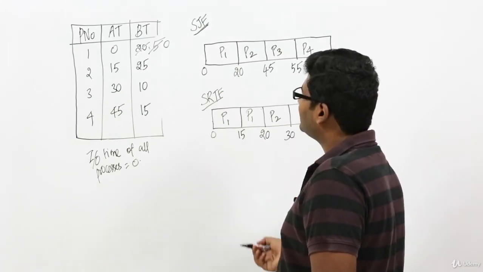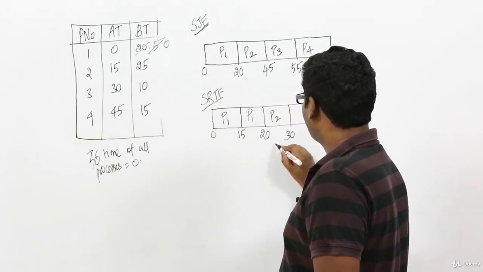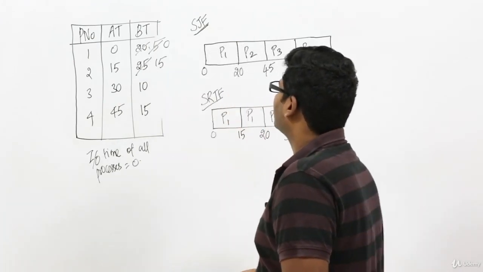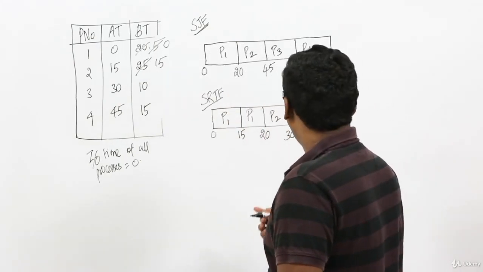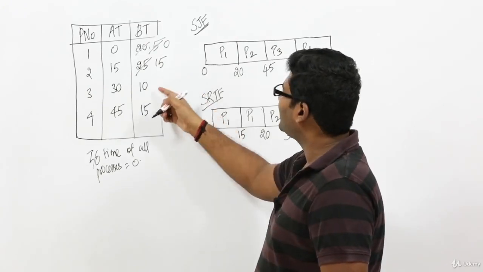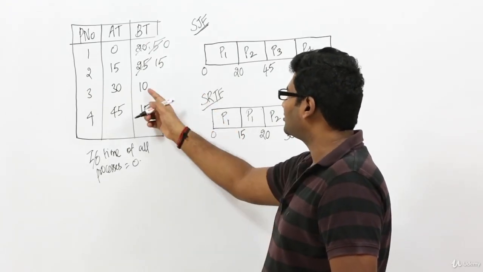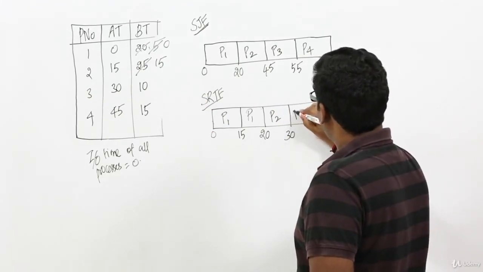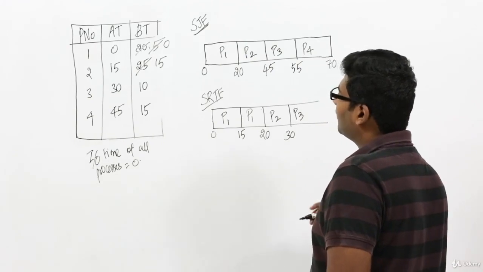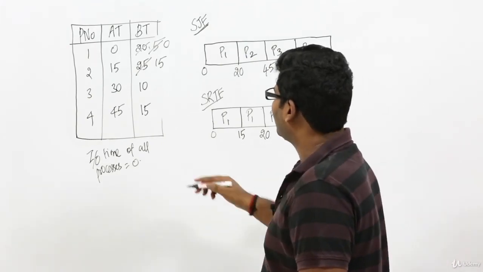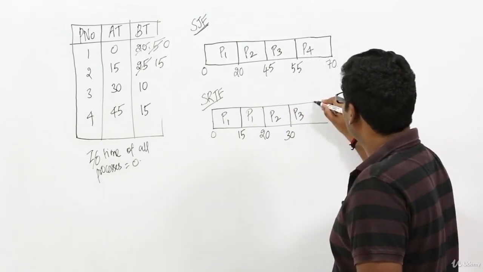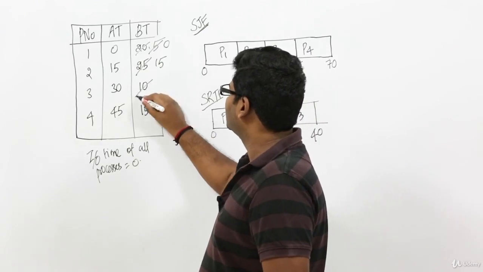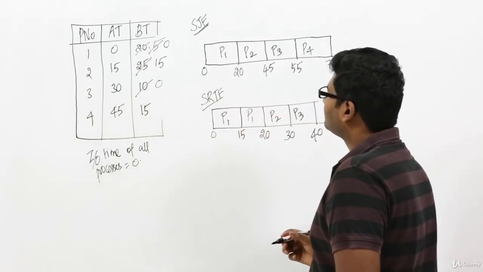Because at time unit 30, P3 is coming. P2 has executed for 10 time units, so I am subtracting 10 from this, and it has become 15. Now out of P2 and P3, the process with the highest priority is P3. So we will continue P3 at least until 45, but it doesn't need until 45, since it needs only 10 time units from the CPU. So it will go till 40 and it is completely done.